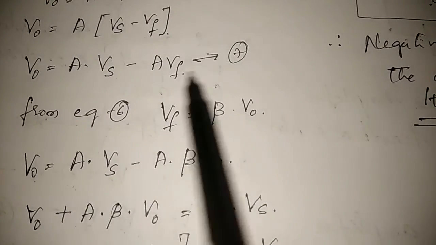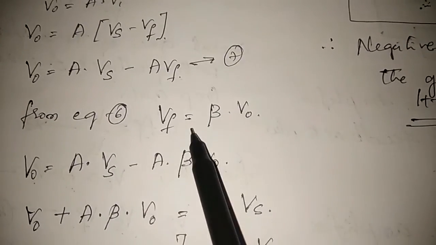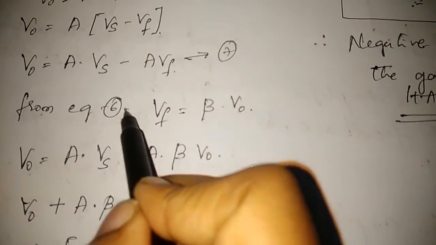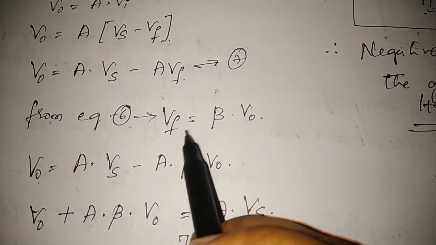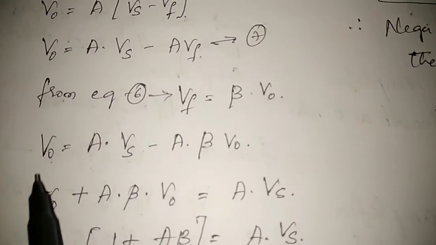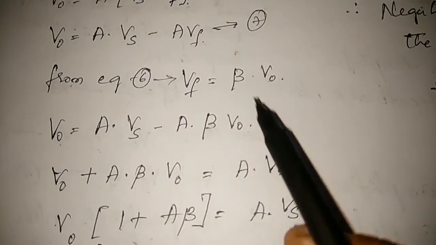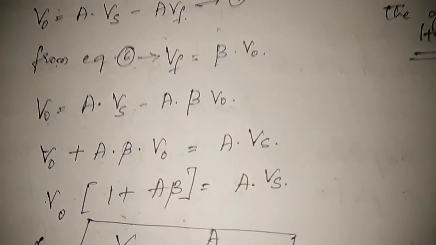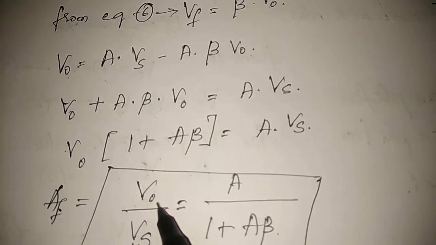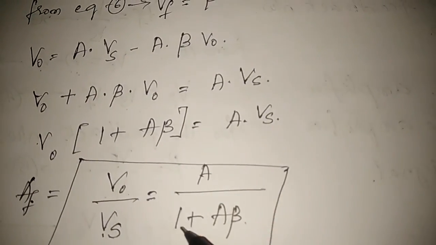So now from equation 6, we can write Vf is equal to beta into V naught, isn't it? This is what your equation 6 is. So now substitute this Vf in equation 7. I'll get V naught is equal to A into Vs minus A into beta V naught. Then simplifying this, we'll get the overall gain as Af is equal to V naught divided by Vs, which will be equal to A divided by 1 plus A beta.